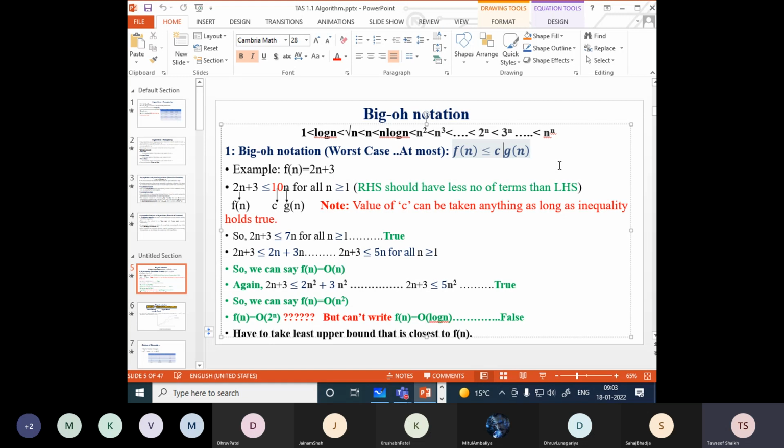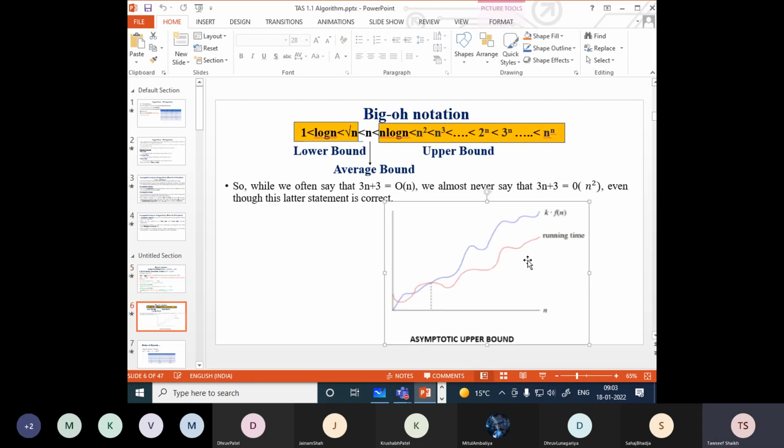It also means that at most this algorithm can take, if you see this graph here, this diagram, the time complexity of an algorithm is its running time. This is called time complexity, and k into f(n) stands for c into f(n). You can take k equal to c. So this is its big O. So this algorithm can take an upper value up to this, but not more than that.